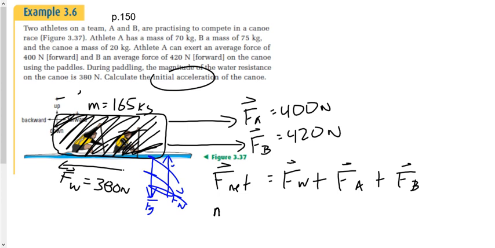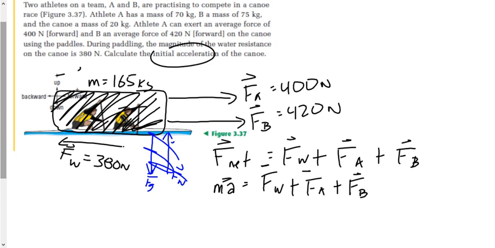So let's go to that next step that we haven't done yet and set F net equal to m times a as well. ma is equal to FW plus FA plus FB. M is 165. We have the total mass there. FW is 380 plus 400 plus 420. Is that right?